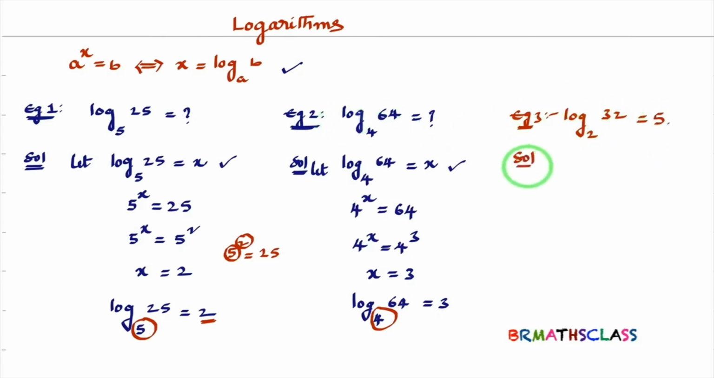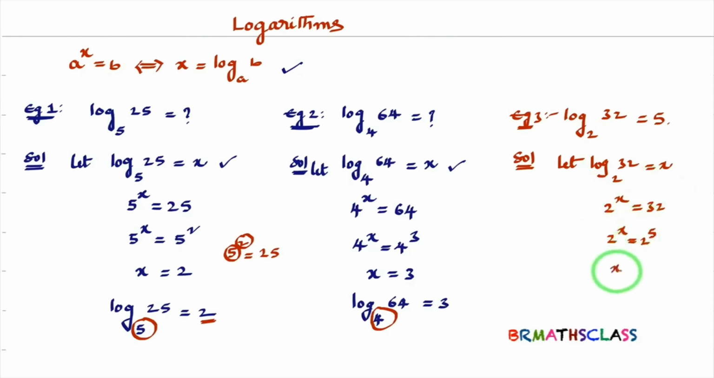What is that usual procedure? First, I'll take log 32 base 2 as x. As per this definition, I can write a power x equal to b. So I can write 2 power x equal to 32. This is important. You need to understand this. 2 power x equal to 32. 32 can be written as 2 power 5. As bases are equal, power should be equal. x equal to 5. What is x? We considered log 32 base 2 as x. So log 32 base 2 equal to 5.